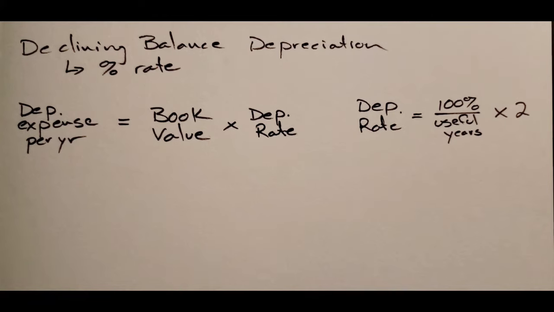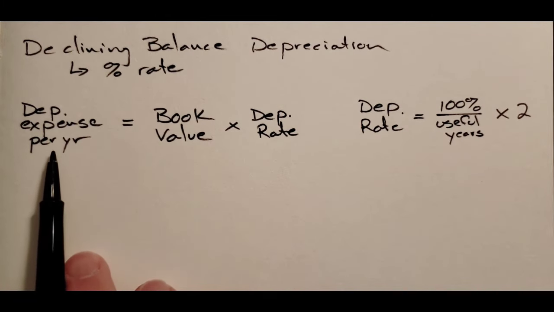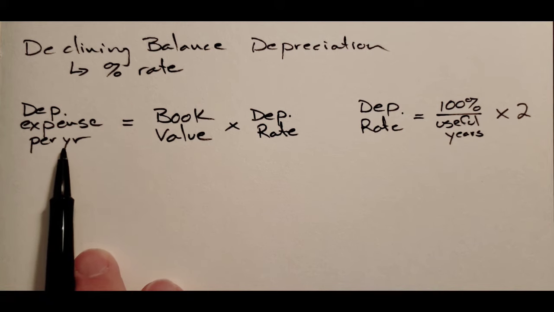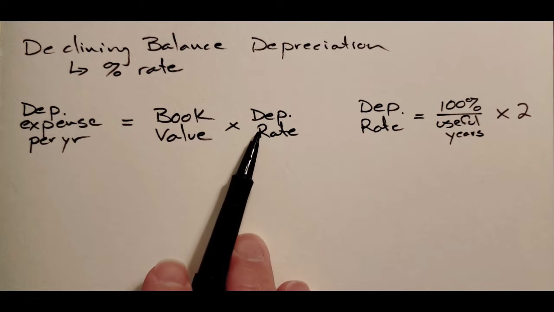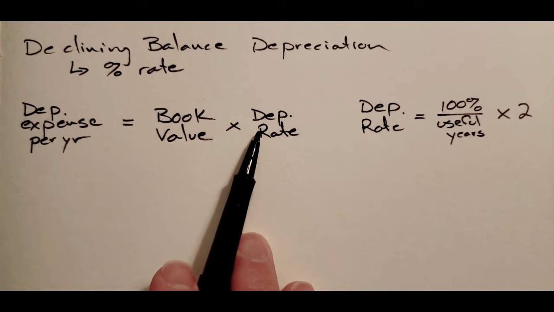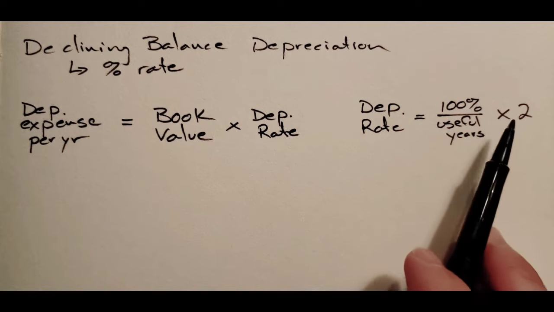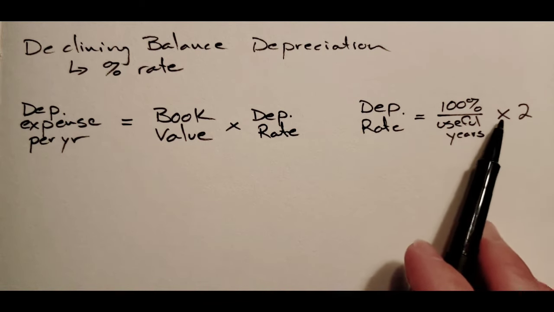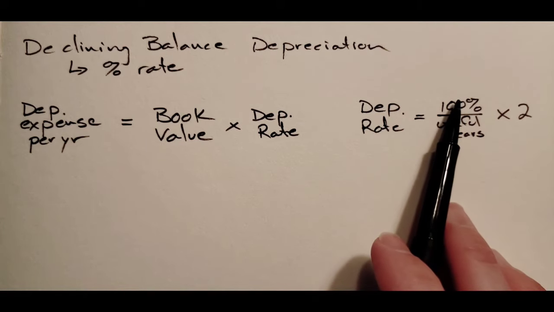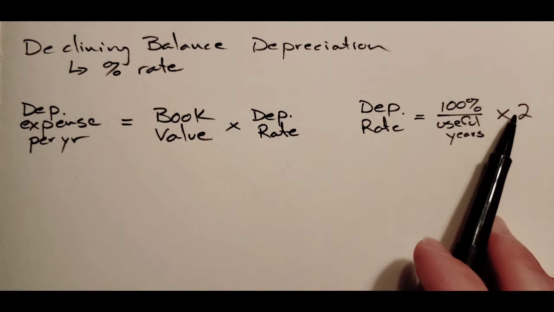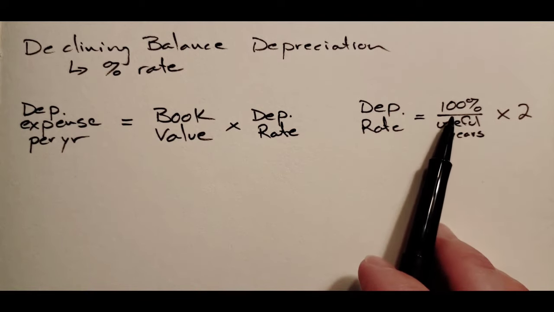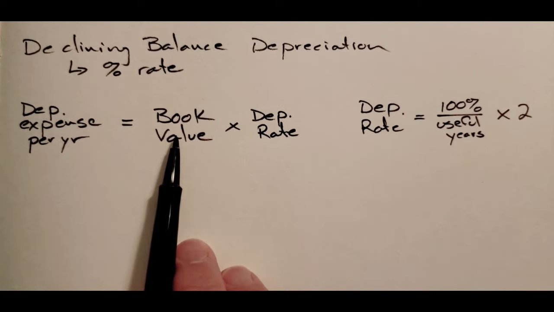So there's two equations that we're going to be using. The first one is the depreciation expense per year, which is the book value times the depreciation rate. Now the depreciation rate will vary depending on really just one thing, and that's how long the asset is expected to be used by the company. So the depreciation rate is always going to be 100% divided by the number of useful years, times 2, and that's where that double declining balance term sometimes comes in. That gives us a rate, a percentage, that we can then multiply by the book value.